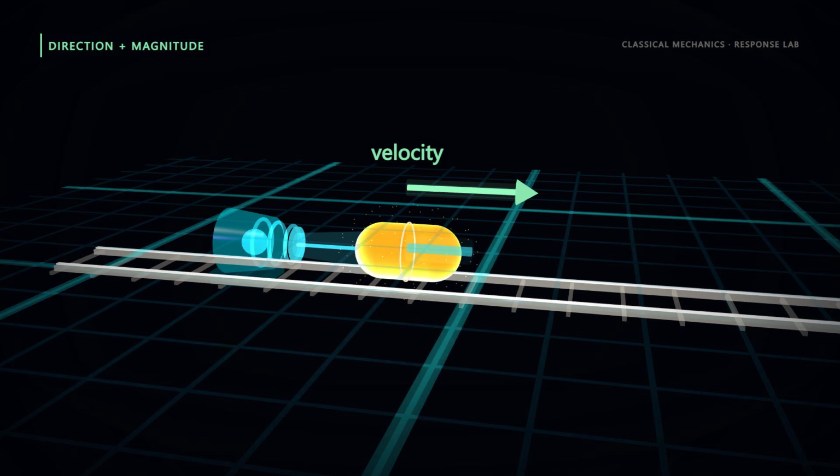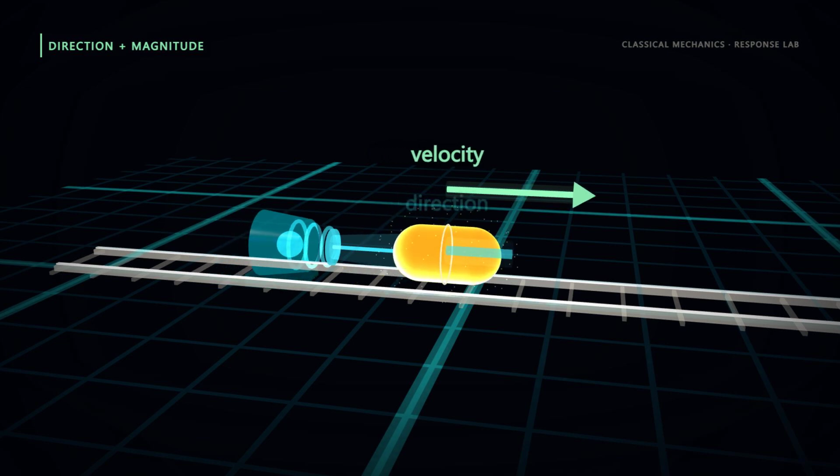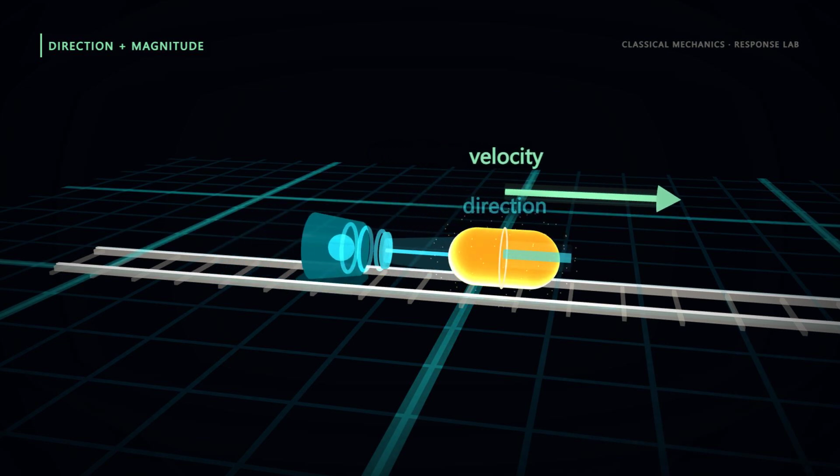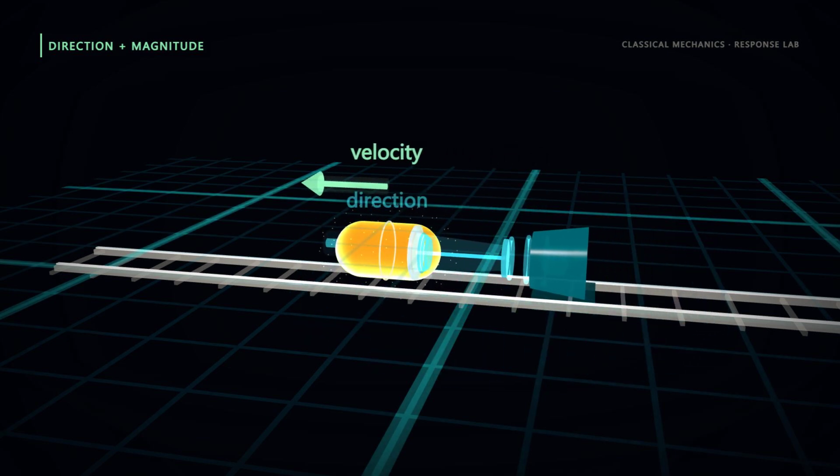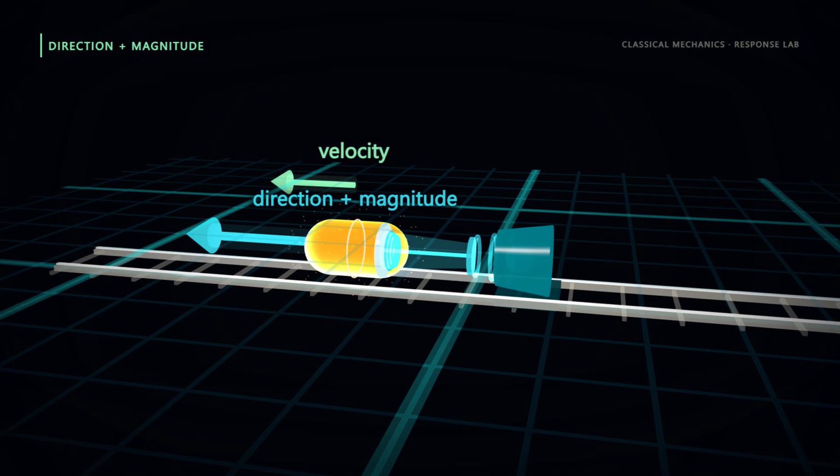Represent this force with an arrow attached to the capsule. Its direction shows which way the push acts. Its length represents magnitude, how strong the push is. Move the pusher to the other side and the arrow reverses. Increase the push and the arrow grows. Force is a vector.